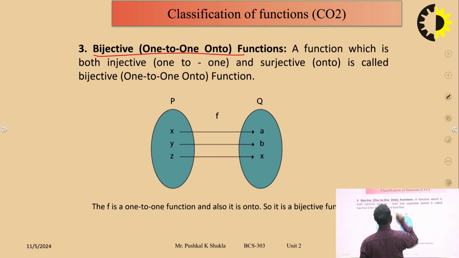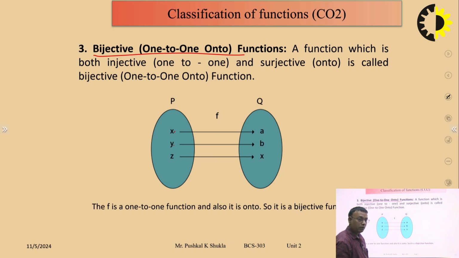Bijective is a one-one and onto function. A function which is both injective, one to one, and onto, that is surjective, is called a bijective function. Here the elements of set P are one to one: x is associated with A, y is associated with B, and z is associated with x, and all the elements of set Q have a preimage in set P. So this is one-one onto, so this is a bijective function.